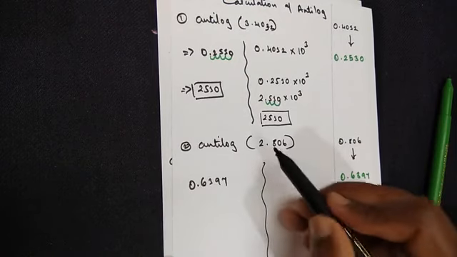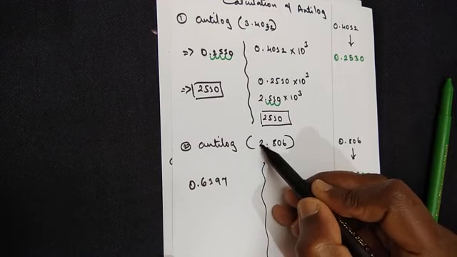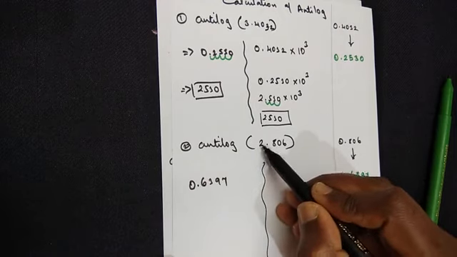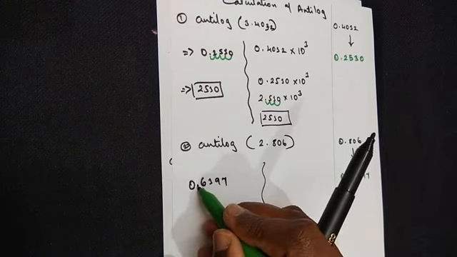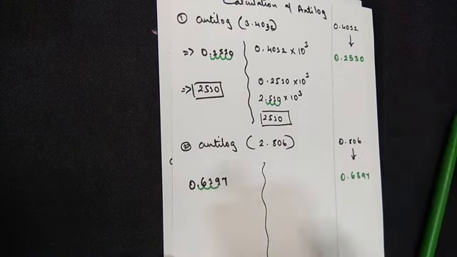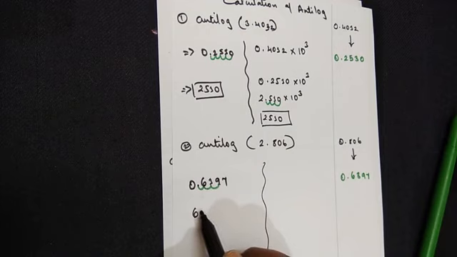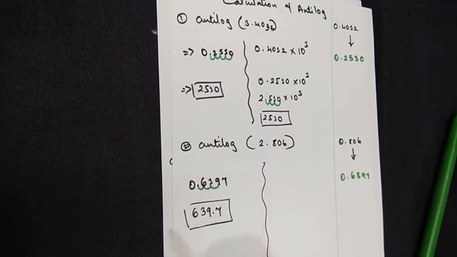So I'm writing 0.6397. Now what's the clue? First clue is, if 2 is given, add one more to it. 2 plus 1 will be 3. So how many places do you have to move? 3 places: 1, 2, 3. So your final answer will become 639.7. This is your final answer.